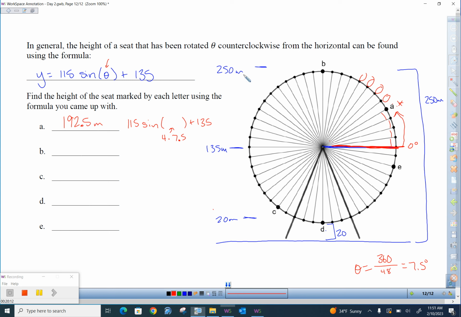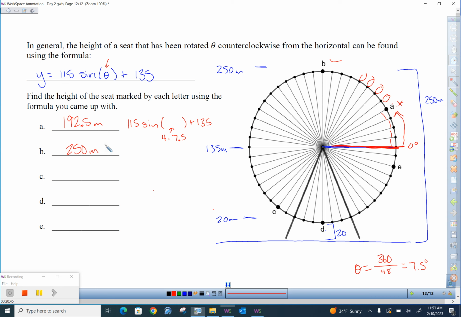Okay, and I put these markings on the side because it's a good idea to think about, is that number reasonable for what we know? We knew the wheel was 20 meters off the ground. We knew the center was 135 up, and we know the top of the wheel is 250, excuse me. So this A has to be somewhere between this 135 and 250, and it is. Okay. B is way up at the top. Hopefully you recognize that is not something you have to use a formula for, because the top of the wheel we already know is 250 meters tall.